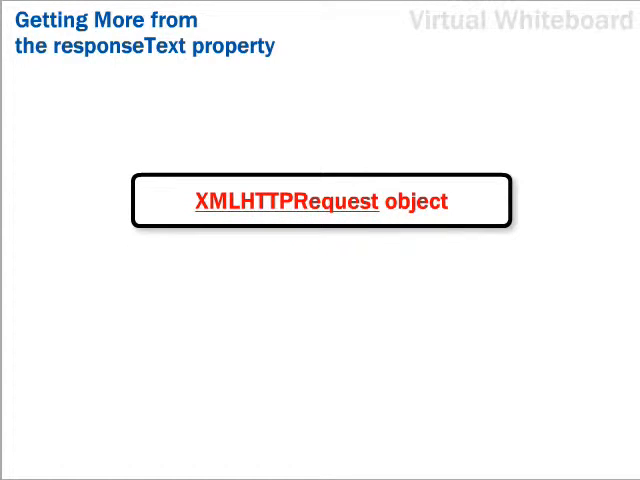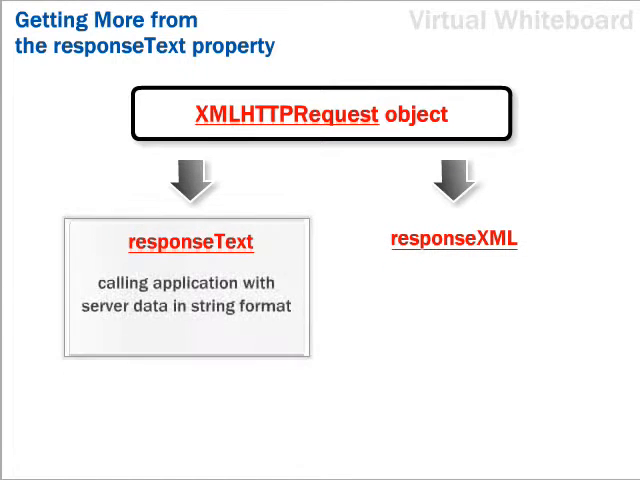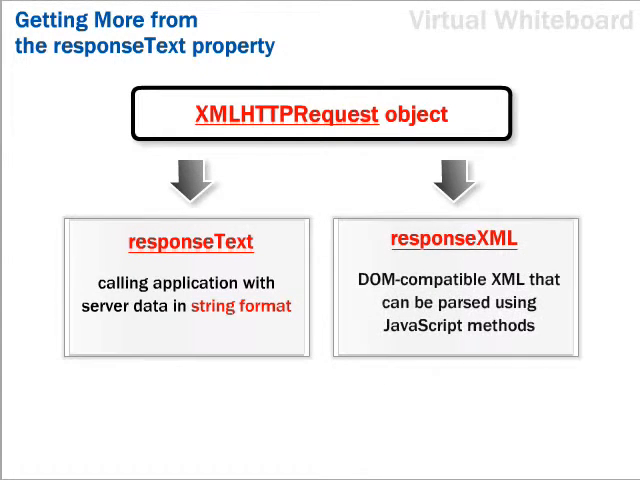The XML HTTP request object provides two properties that contain information received from the server, namely response text and response XML. The former presents the calling application with the server data in string format, whereas the latter provides DOM-compatible XML that can be parsed using JavaScript methods. Although the response XML property allows you to carry out some sophisticated programming tasks, much can be achieved just by manipulating the value stored in the response text property.